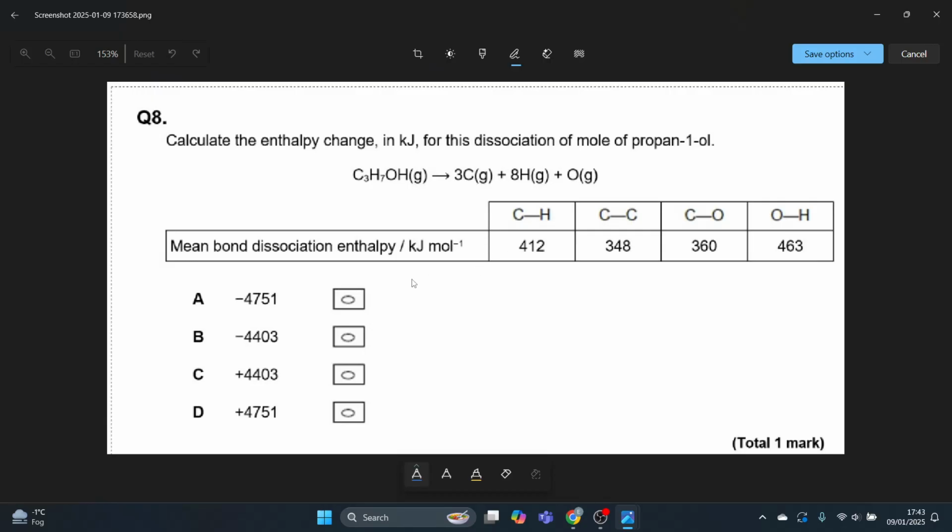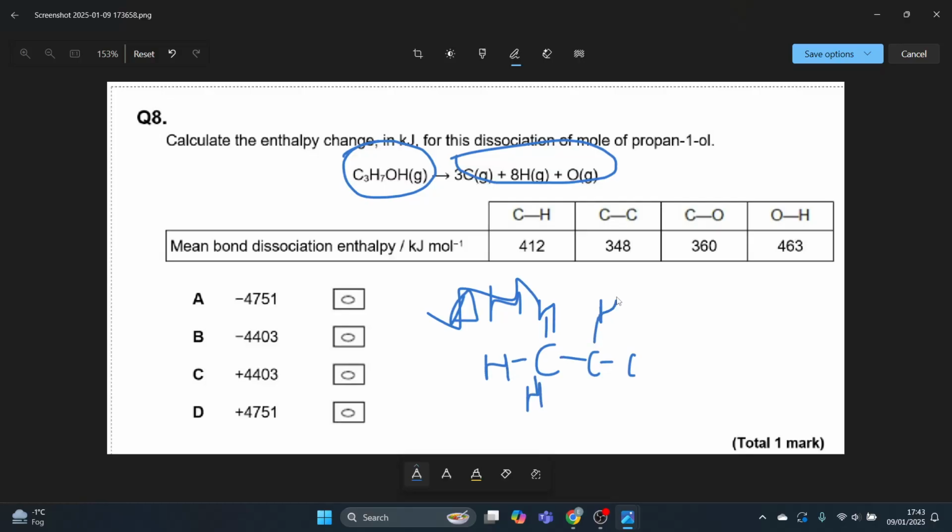Question 8. Calculate the enthalpy change in kilojoules for the dissociation of one mole of propan-1-ol. Give a mean bond dissociation enthalpy. Energy required to break bonds minus energy released when new bonds are formed. I think what we're going to have to do is first draw out C3H7OH, 1, 2, 3, 4, 5, 6, 7, OH. Okay, and now we can see we've got this many bonds of this. But that's not the key thing. We've got a C-O bond and we've also got an O-H bond. And then we're going to do energy required to break bonds minus energy released when new bonds are formed.